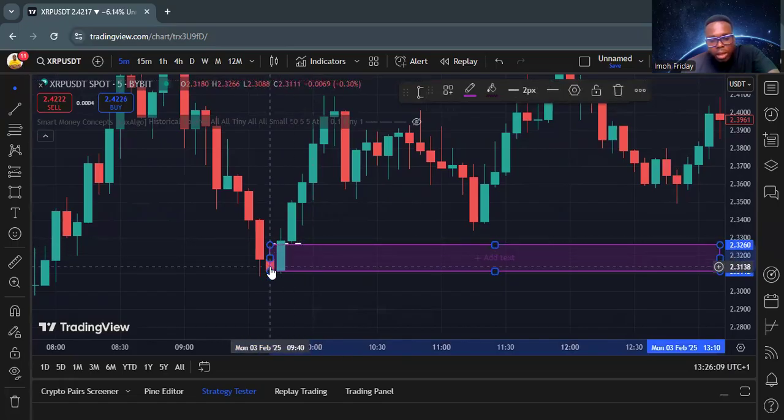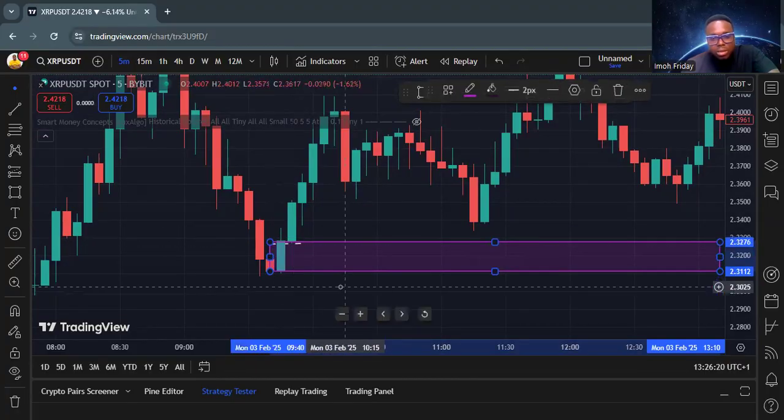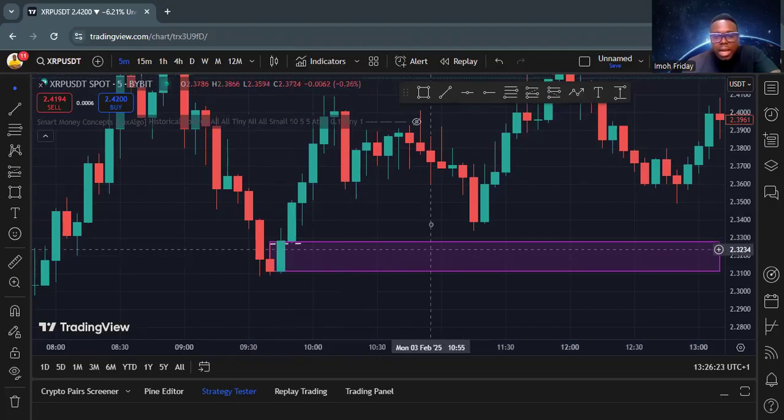Some people will mark only the body of the bear candle, while others mark the entire candle. Either way, just understand this is how to identify an order block.